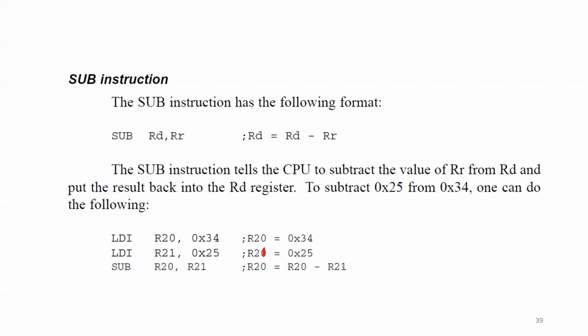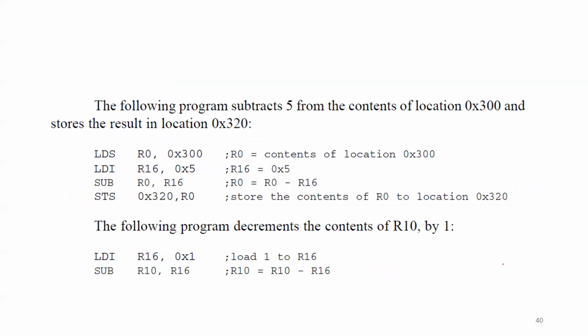So the result here, finally, the value would be 34 minus 25. But take care for sure, this is hexadecimal. Okay, so this is how to execute the sub instruction.